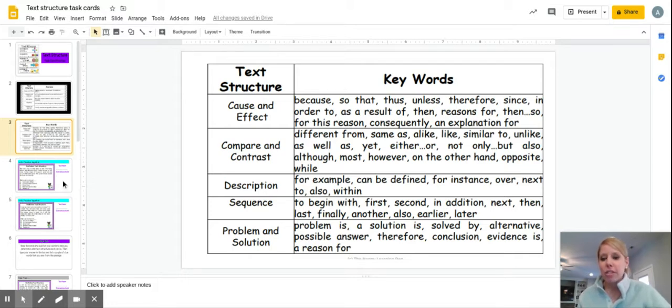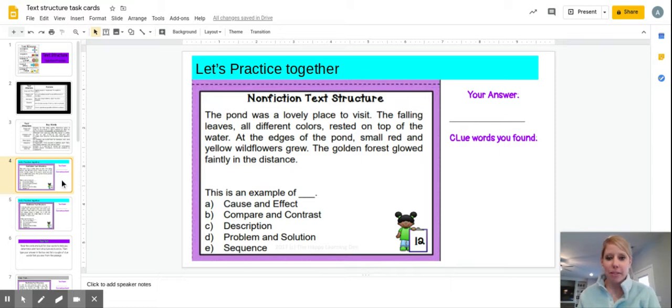So what we're going to do today is you're going to look at some different task cards that look like this. You're going to read the task cards and figure out what text structure the author is using in that passage. Once you figure out what text structure it is, you'll put the answer over here where it says your answer. And then you're going to list a couple of clue words that you found in the passage that helped you to figure out what text structure it is. So before I turn you loose, I'm going to do a couple with you just to walk you through and make sure you understand how to do it.